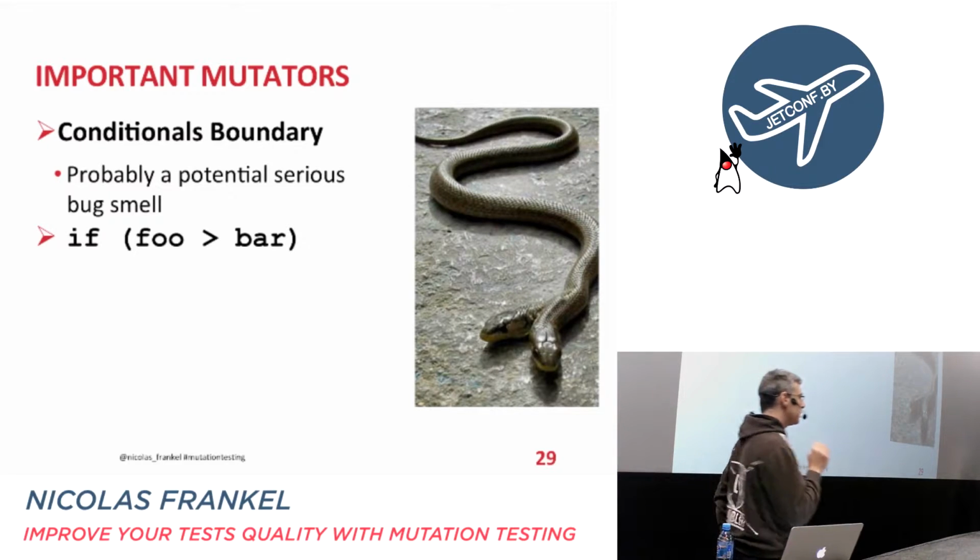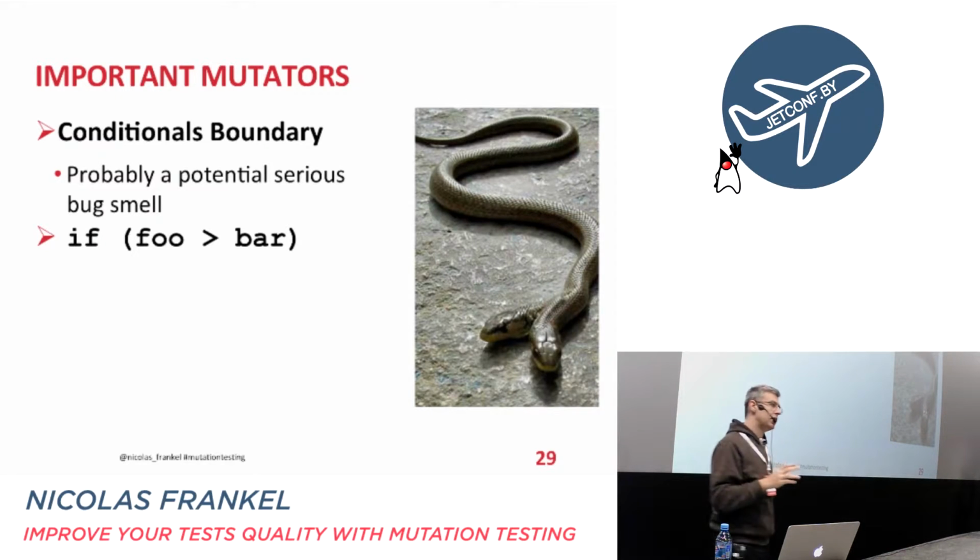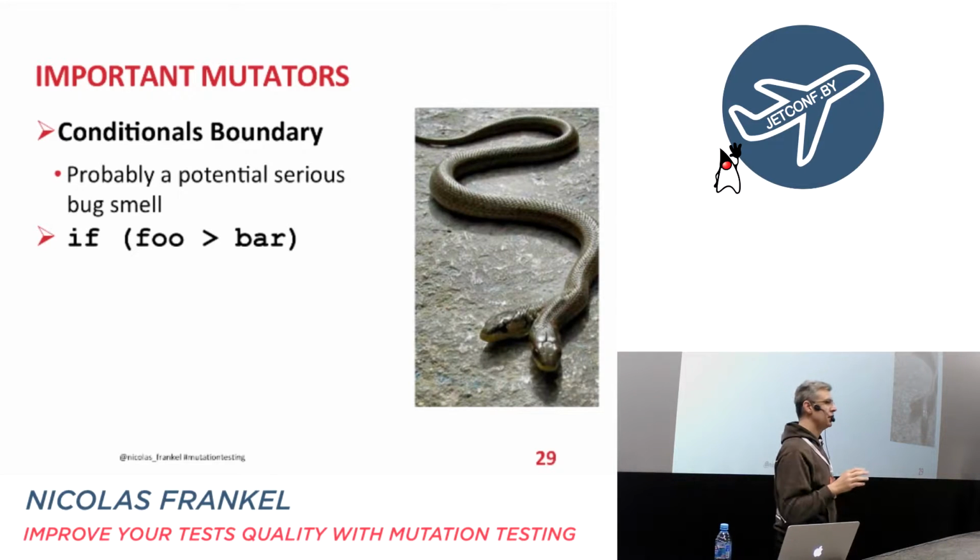The first one is the conditional boundary mutator. So the replacing higher than by higher and equals or reversed. Because probably in your code, you never test boundaries. Who tests always boundaries? How do you make sure of that?